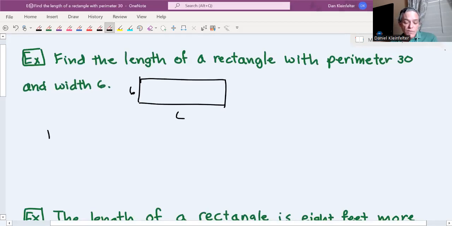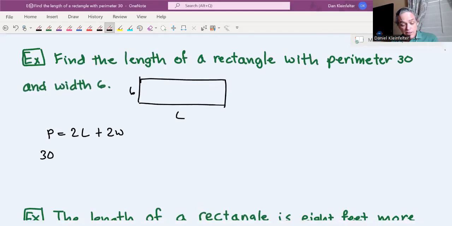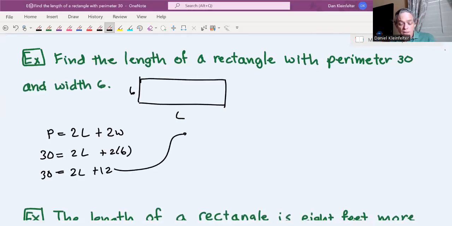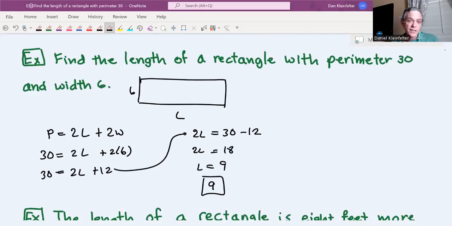We know the perimeter is 30, so the formula for perimeter is 2 times the length plus 2 times the width. We're given the perimeter, so let me replace P with the 30. The width is 6, so I'm going to replace the W with 6. So we have 30 is equal to 2L plus 12. So 2L equals 30 minus 12. 30 minus 12 is 18. And so L is 9. There were no units this time, so the length is just 9.